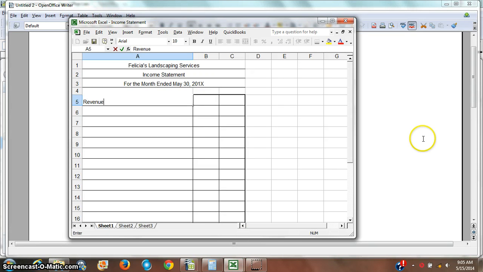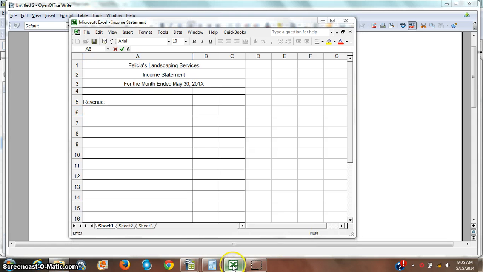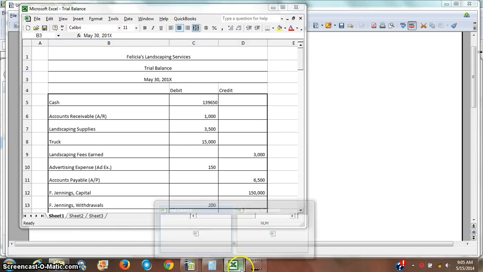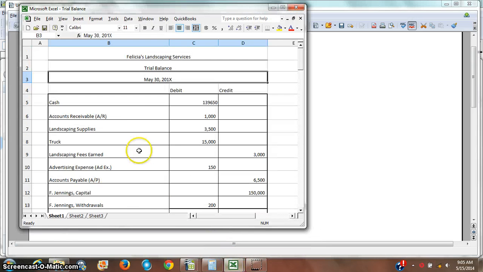First, I'm going to have revenue here, and then I'll indent a little bit. And I can look at my trial balance. I have exactly one revenue account. It is landscaping fees earned. Some businesses will have more than one revenue account. They'll want to see revenue for the money that we've earned from doing services, plus maybe we sell some stuff in our shop and we want to see that as a separate revenue account. But for now I've just got one, landscaping fees earned.